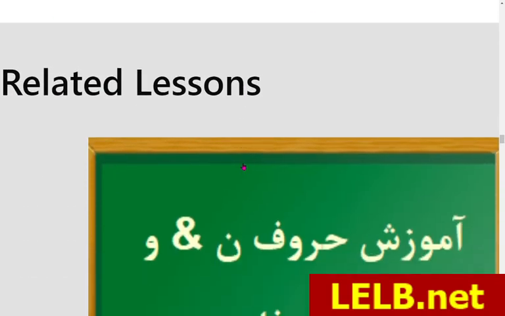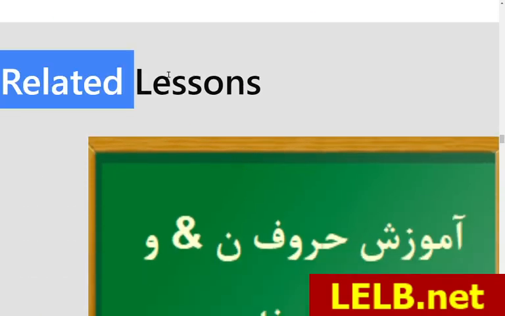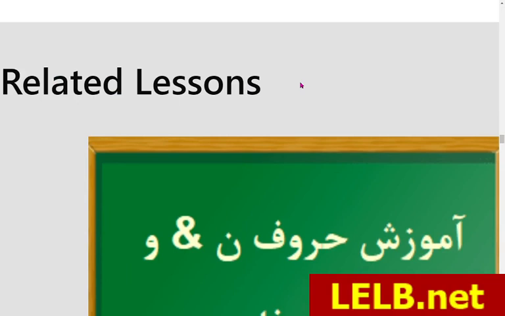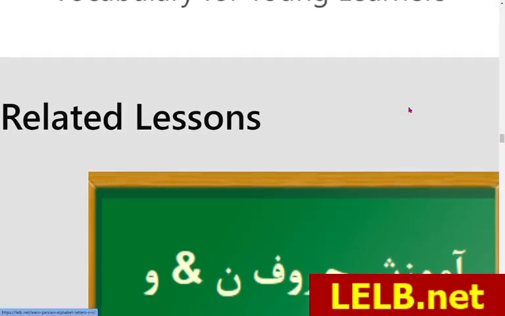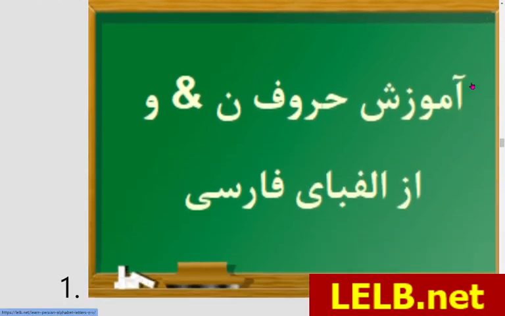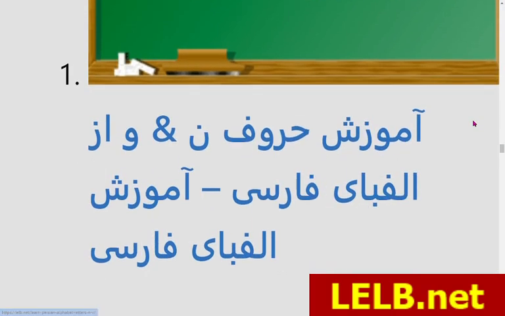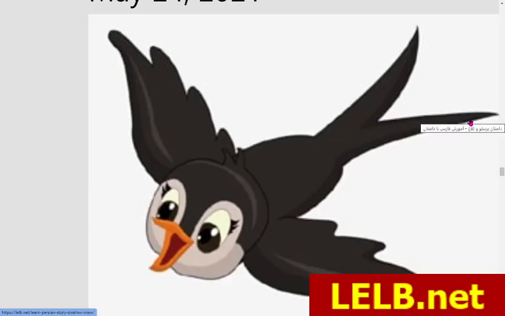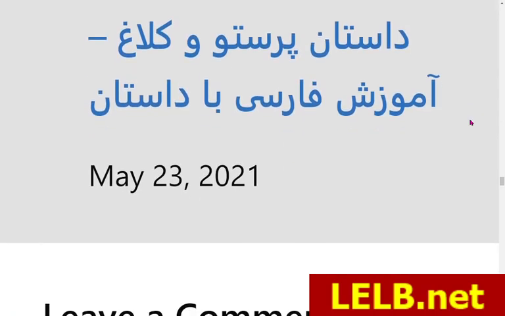And let me show you the related lessons. As you can see, each lesson has 3 related lessons, so that you can extend and expand your learning. And the lessons that are automatically linked to this one are آموزش حروف نون و واو از الفبای فارسی, آموزش حروف لام و میم از الفبای فارسی, and a Persian story, داستان پرستو و کلاغ.